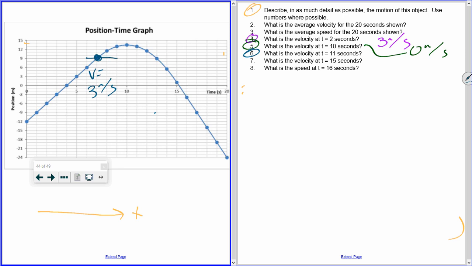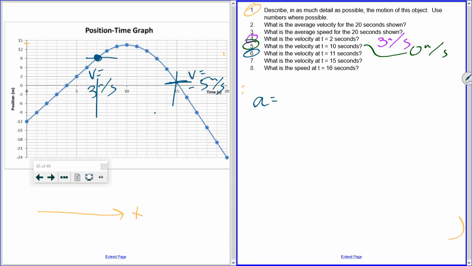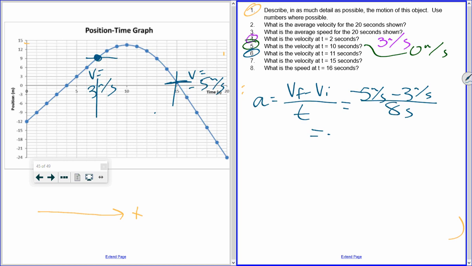we know that right here, our velocity is negative 5 meters a second, right? And how much time did it take for the velocity to change? Well, that's between 7 seconds and 15 seconds, that's 8 seconds. So my acceleration is Vf minus Vi over t. So at the end of that acceleration period, my velocity is negative 5 meters a second. At the start of it, it's 3 meters a second. Time is 8 seconds. So the acceleration is negative 1 meter per second squared.